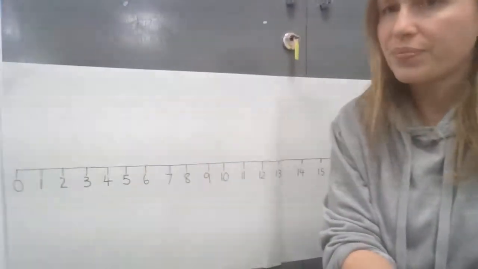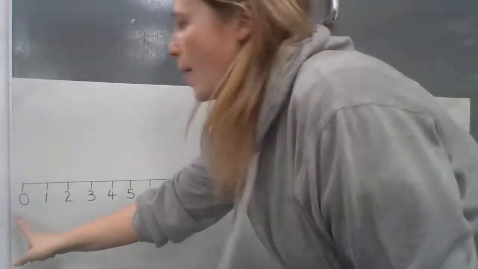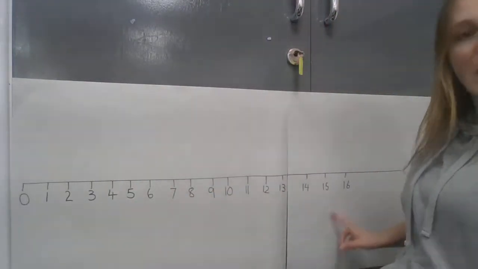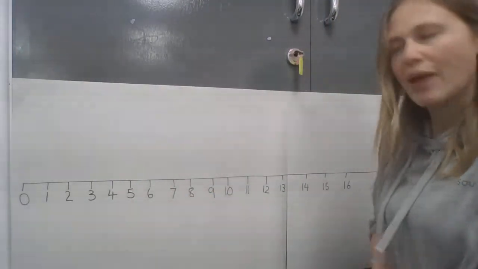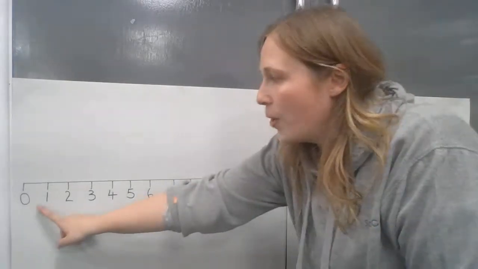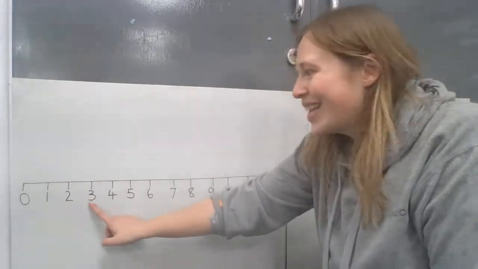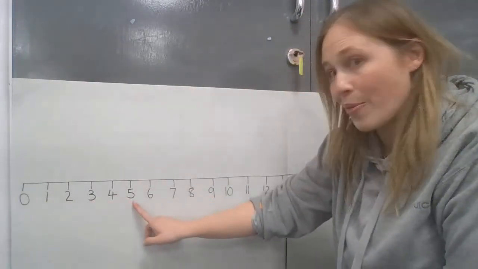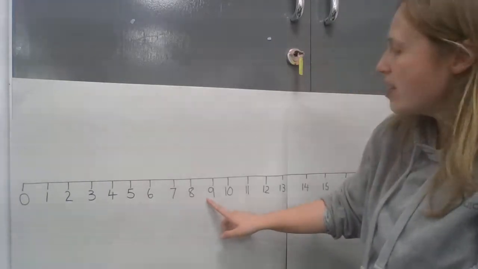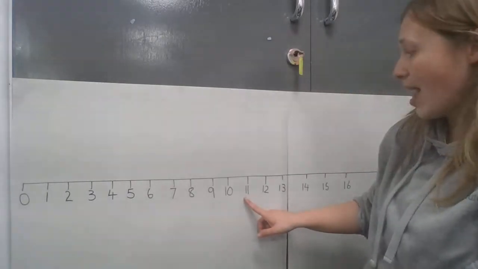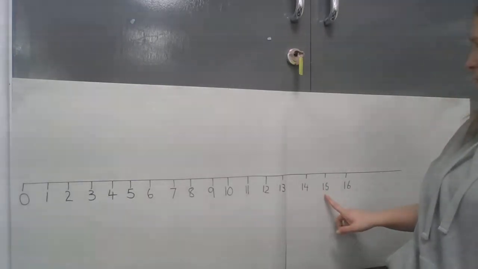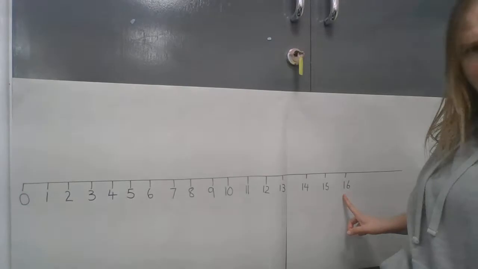On the doors today, if you look really carefully, I've got a number line and it starts at 0 and it goes all the way up to 16. Well, let's start nice and easy, shall we? Shall we count each number until we get to 16? We're going to count them all. Are you ready? 0, 1, 2, 3, 4, count with me, 5, 6, 7, 8, 9, 10, 11, 12, 13, 14, 15, 16.